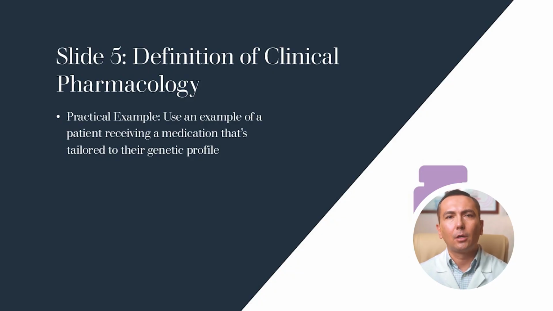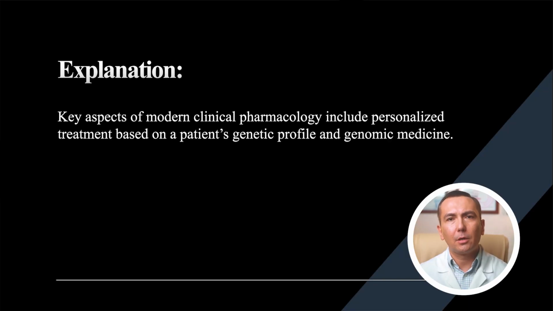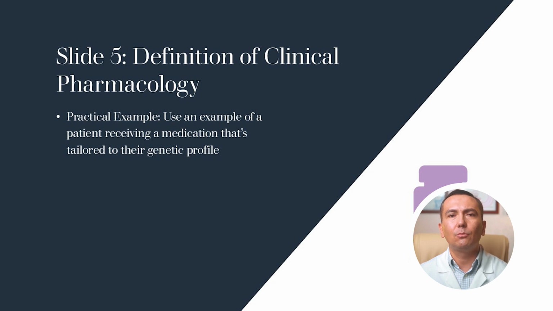Definition of clinical pharmacology. Clinical pharmacology is the science of studying drugs in humans with the primary goal of ensuring safe and effective use. Key aspects of modern clinical pharmacology include personalized treatment based on a patient's genetic profile and genomic medicine. Practical example. Use an example of a patient receiving a medication that is tailored to their genetic profile. For instance, how pharmacogenomics might influence a doctor's choice for a blood thinner.